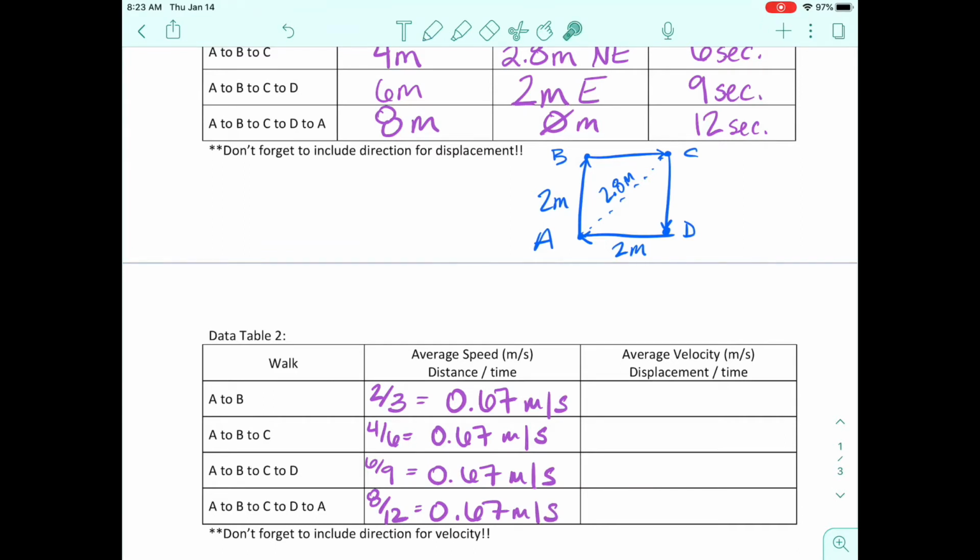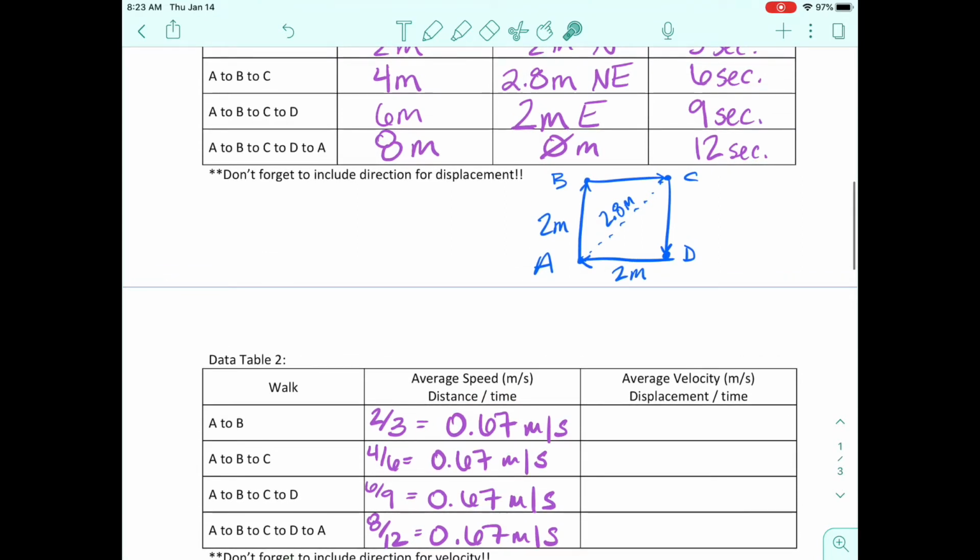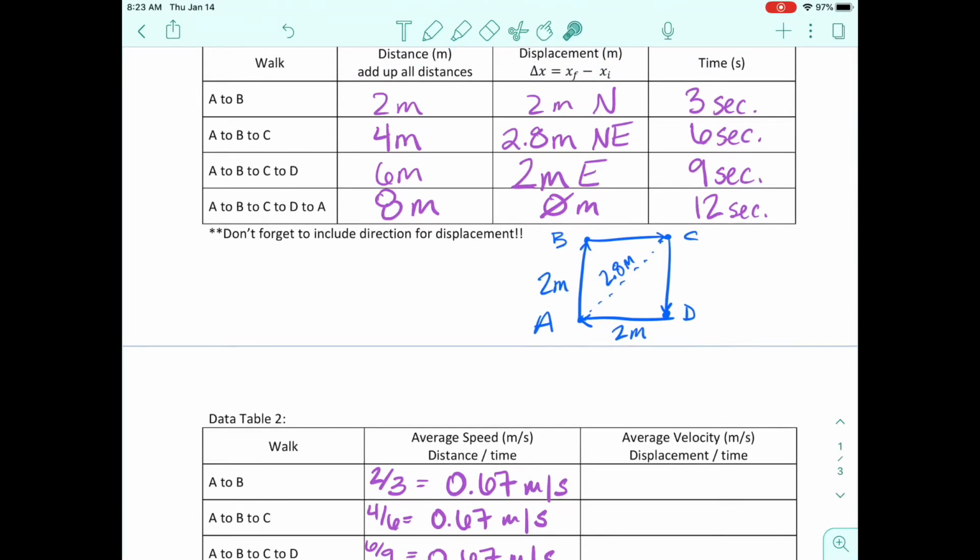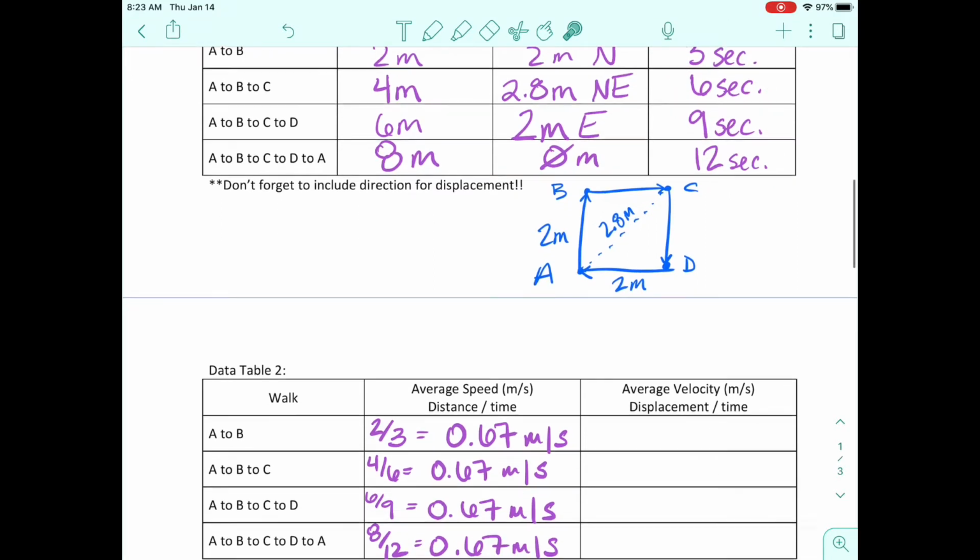So looking at the speed, we can see that they're all the same. So that means that the person walking walked at a steady pace, at the same pace for each of the walks. And if you look, it makes sense because each time it goes up by 3 seconds. So they walked at the same pace for each of the walks. That means they walked at the same speed.